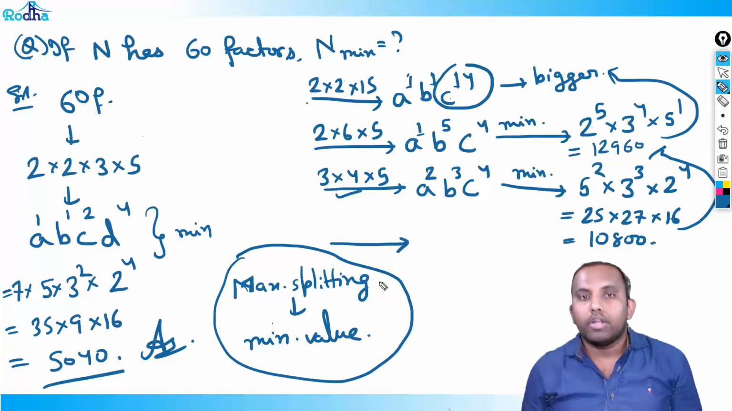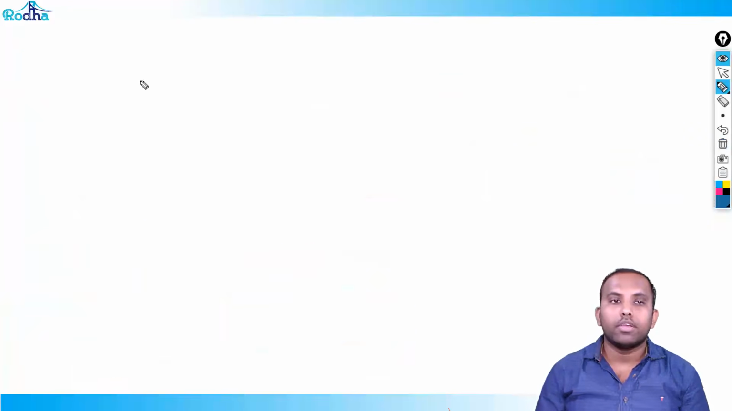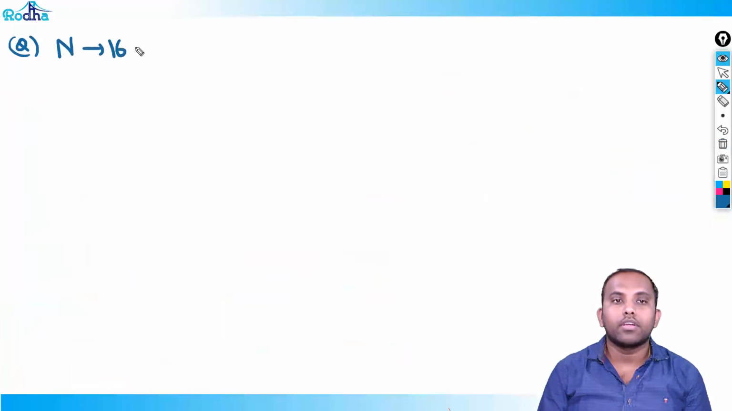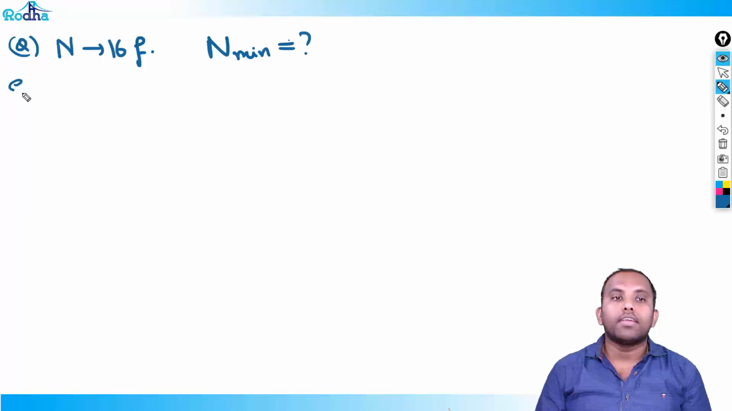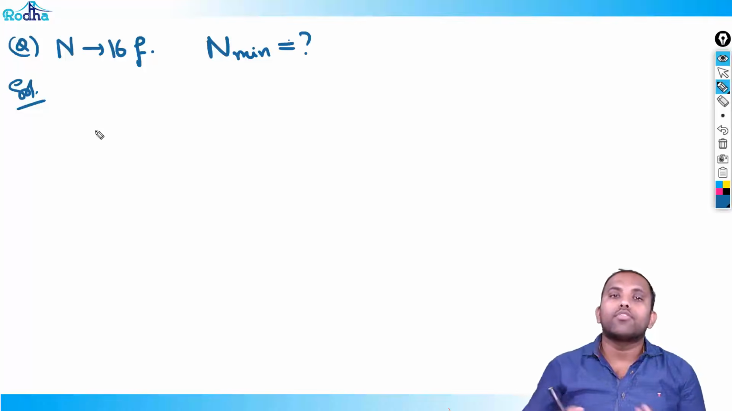Okay. So we'll do a question where it will not work. Suppose I ask you, if n has 16 factors, what is the minimum value of n? In this case, see, I'm solving it. It won't work, but it is near about. It's not like the answer is very far.